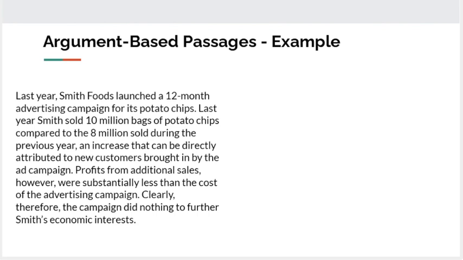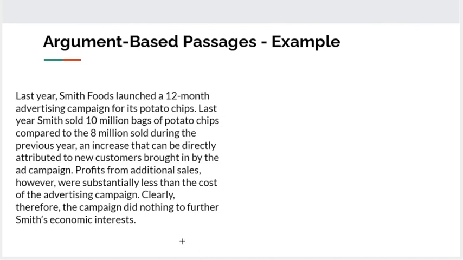Now let's look at a sample passage and talk about how we can identify these different parts. We'll go ahead and read it to begin with. Last year, Smith Foods launched a 12-month advertising campaign for its potato chips. Last year, Smith sold 10 million bags of potato chips compared to the 8 million sold during the previous year, an increase that can be directly attributed to new customers brought in by the ad campaign. Profits from additional sales, however, were substantially less than the cost of the advertising campaign. Clearly, therefore, the campaign did nothing to further Smith's economic interests.